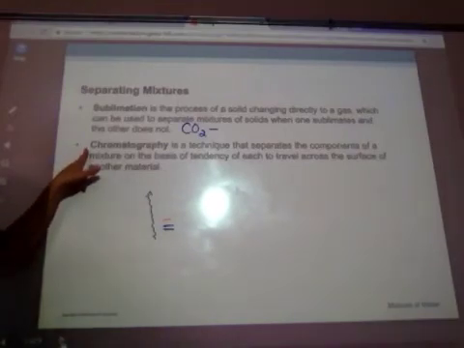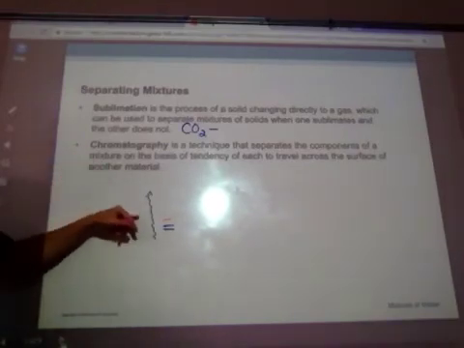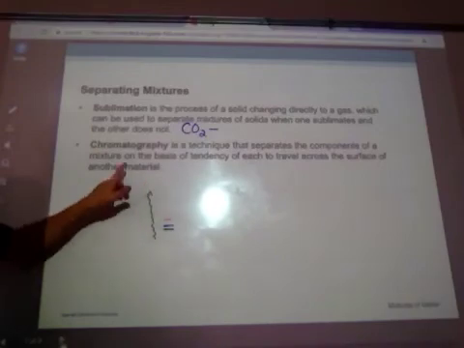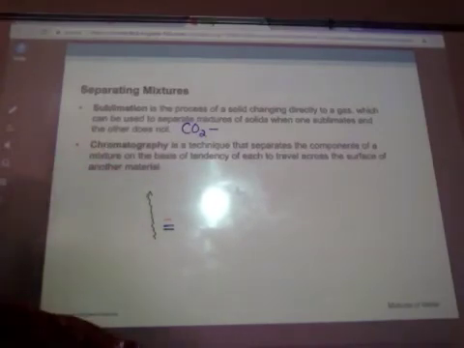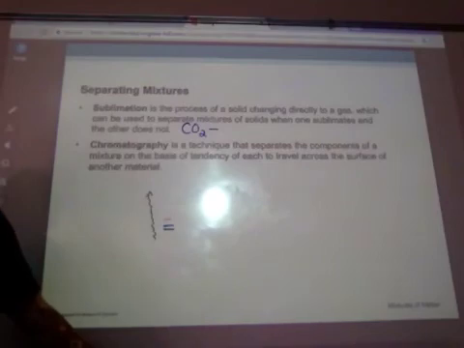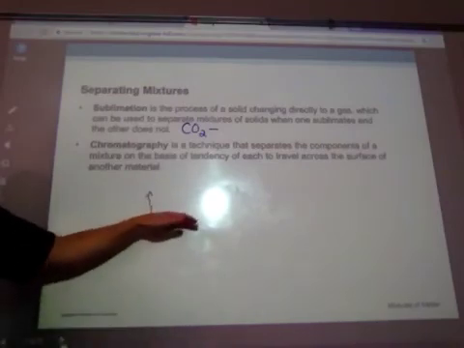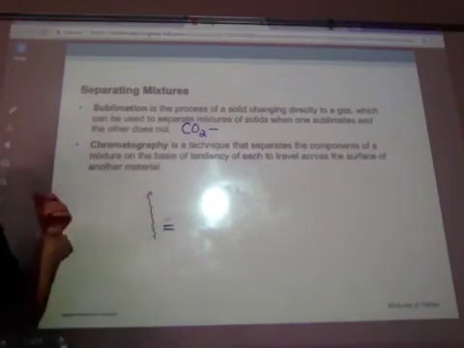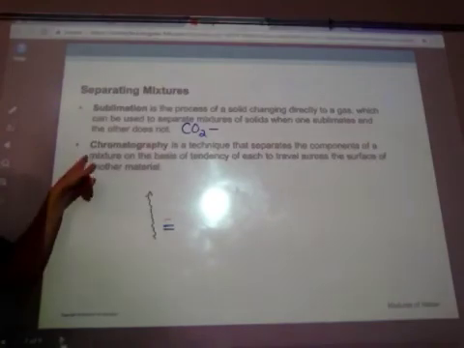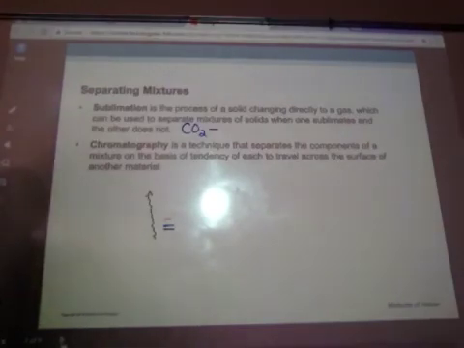Gas chromatography, you can also take gases and do that because some gases are going to travel further. DNA fingerprinting, where you see the bands of DNA, basically that would be a type of chromatography because all the bands will travel differently.